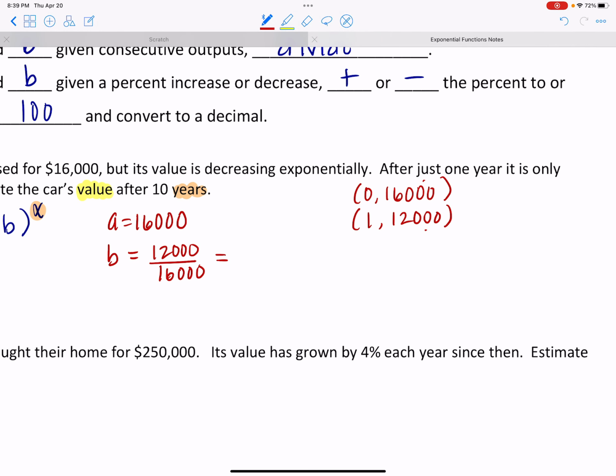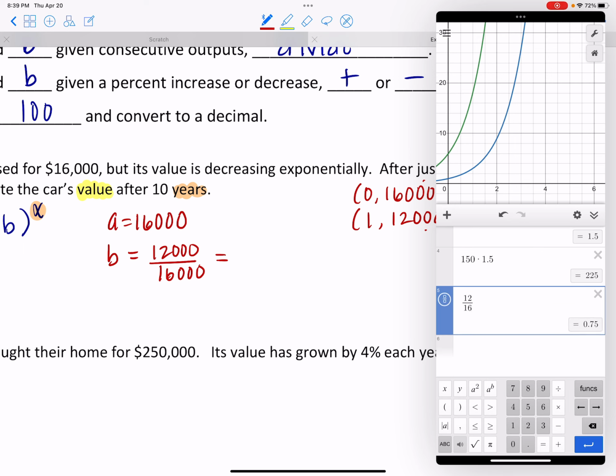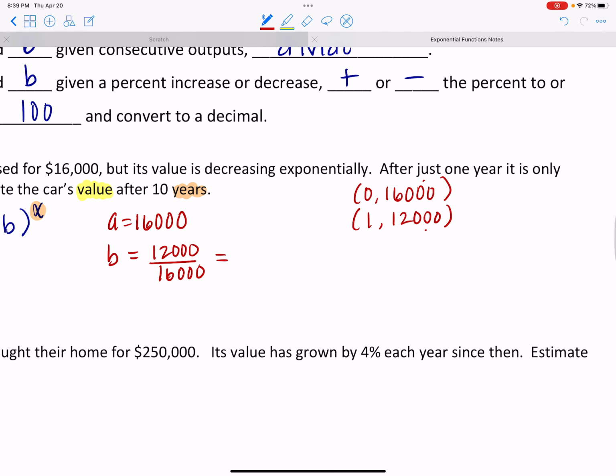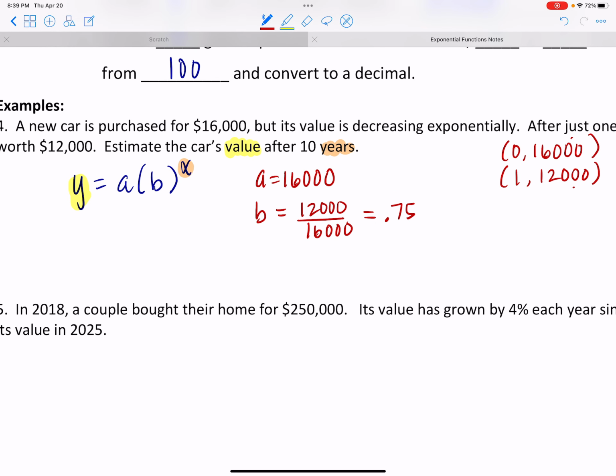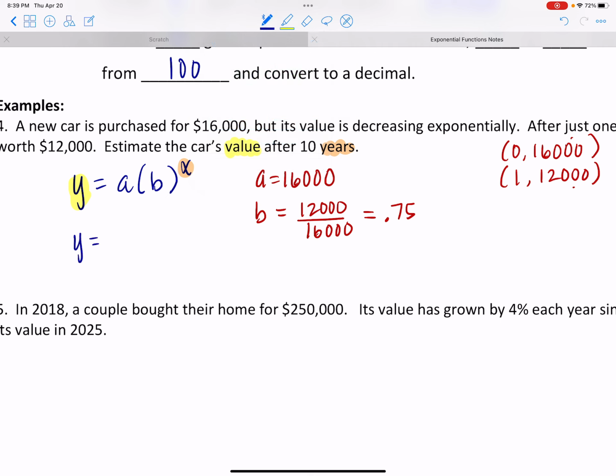So if I take 12,000 and divide it by 16,000, that's really going to be 12 over 16, which is going to be 0.75 or 3/4, maybe the decimal you like better. Either way, I get 0.75 for my growth factor. That means if I start at 16,000 and multiply it by 0.75, I end up at 12,000 for the next year. And it should make sense that my base is less than 1 because the value of this car is decreasing. So my function becomes y equals 16,000 times 0.75 raised to the x power.